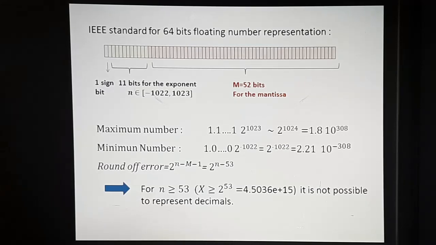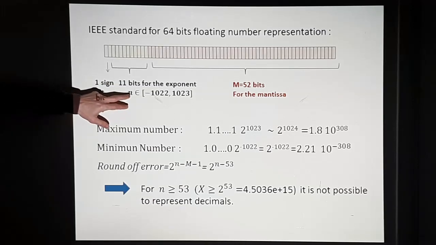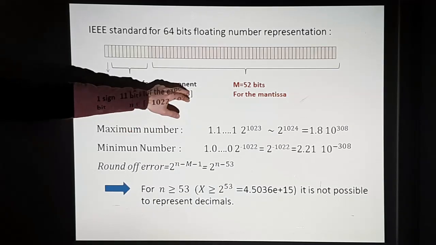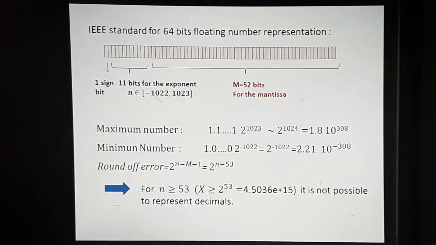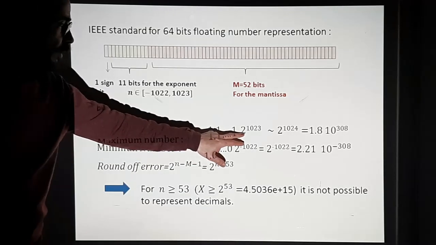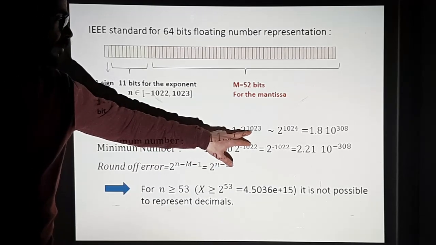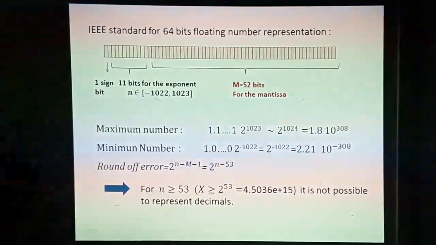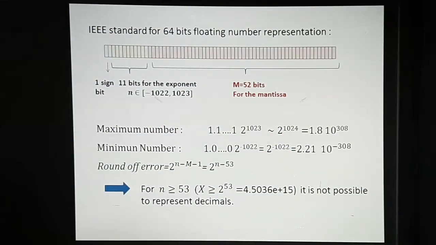Now for the 64-bit floating number representation, we use 1 bit for the sign of the number, 11 bits for the exponent, which can range between minus 1022 and 1023, and 52 bits for the mantissa. Now with this representation, the maximum number is 1.111 times 2 power 1023, which is approximately 2 power 1024, which is 1.8 times 10 power 308.